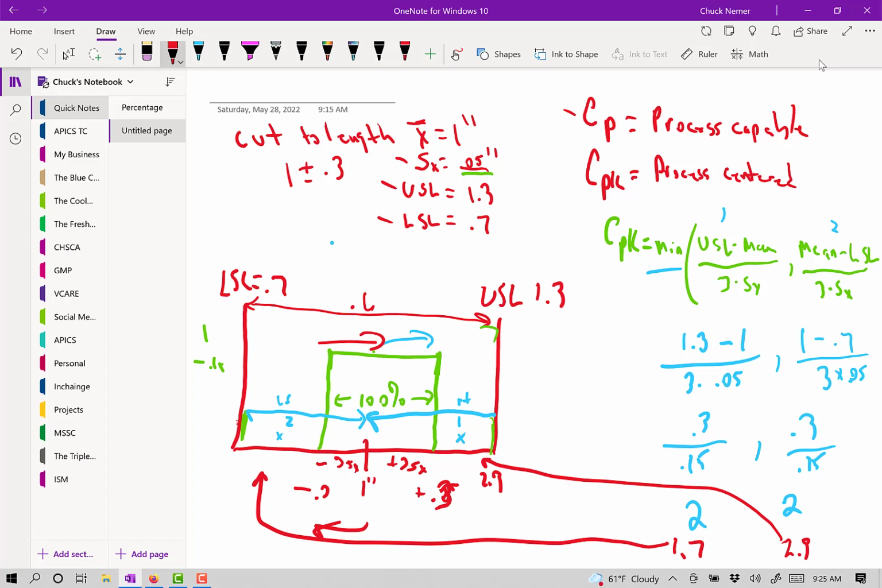So CP tells me if I'm capable. In other words, if my upper and lower control limits are always going to be within the customer specs. And CPK, I'm looking at these numbers to see if I'm going to be centered or not, because the perfect balance would be capable and centered.